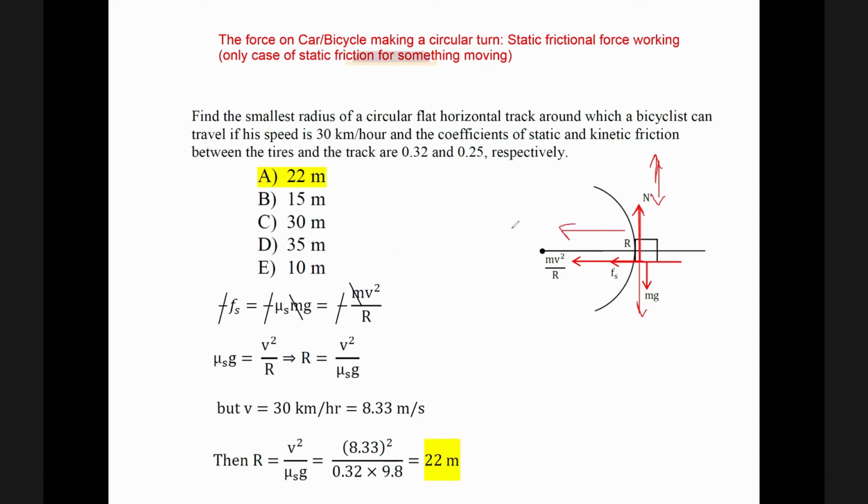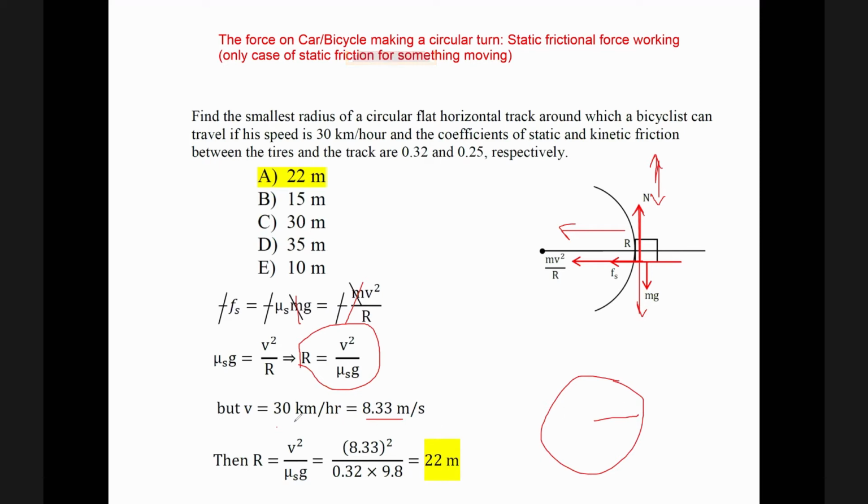So mu_s mg, the minus signs cancel out. Mu_s times mass, notice it does not depend on the mass here. So r, you arrange the equation: v squared over mu_s g. Substitute 8.33 meters per second, or 30 kilometers per hour. When you substitute, if the radius of the circle the bicyclist is making is 22 meters or more, he will be able to make circles with this speed.